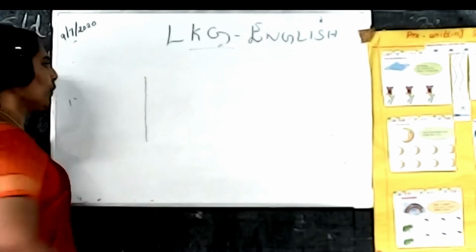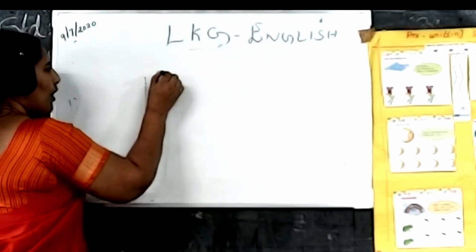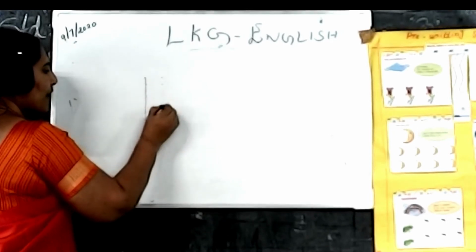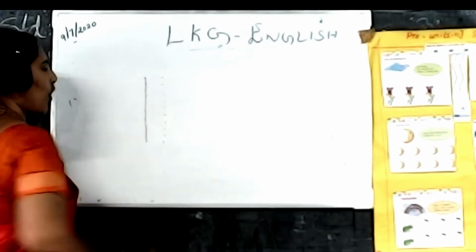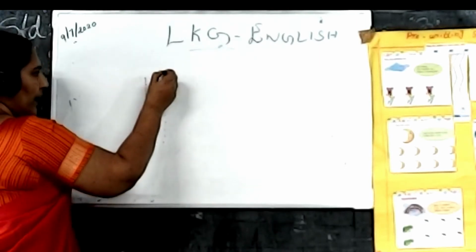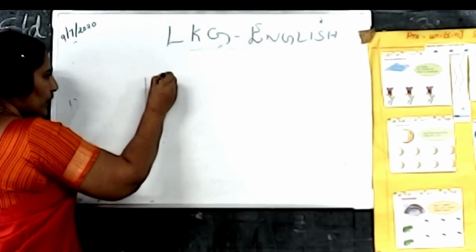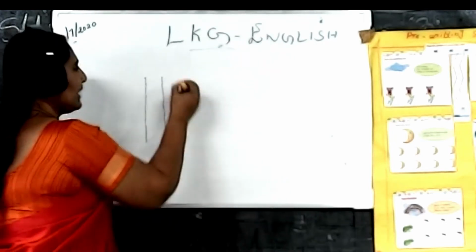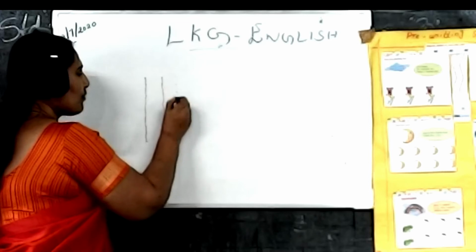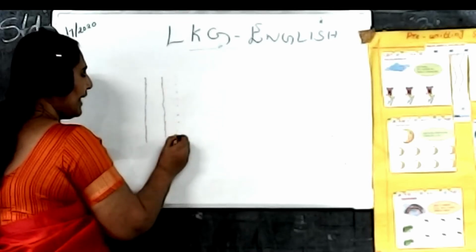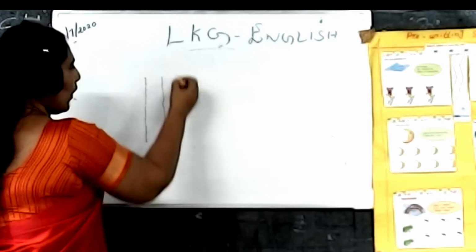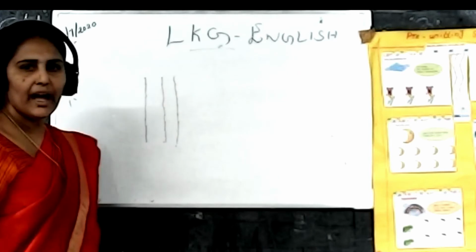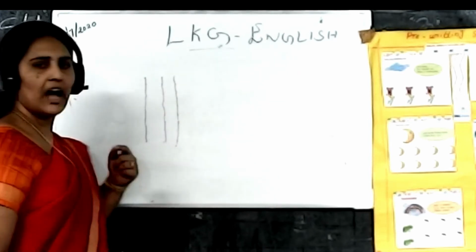You look at the board once again. I put dots, 1, 2, 3, 4, 5, 6, 7, 8, 9, 10 dots. I draw over the dotted line, I get a standing line. Next again, I draw 1, 2, 3, 4, 5, 6, 7, 8, 9, 10. Then I draw over the dotted line, I get a standing line. These are the standing lines.